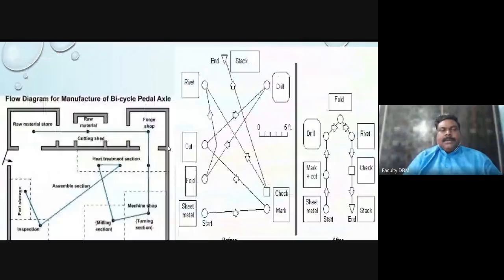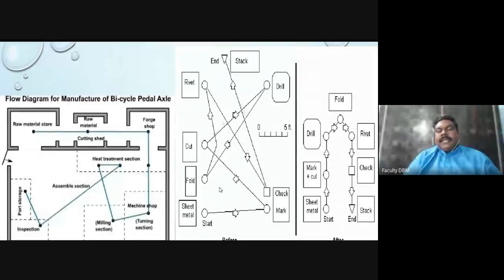So here, see this flow diagram, where raw material store moves to the raw material cutting shed. From there, forging is done, then machine turning. Turning is done in this machine shop, and milling too; these are the basic manufacturing processes you have studied in unit 1. From there, it goes to the heat treatment section. From there, the assembly section, then inspection, then the part will be stored. So this is the flow diagram for manufacture of a bicycle pedal axle.